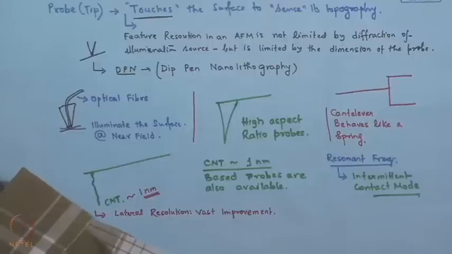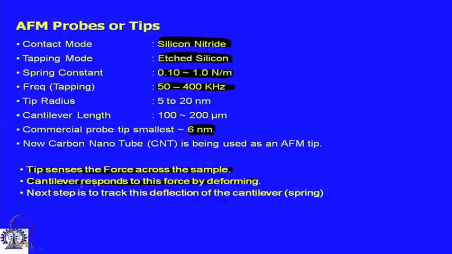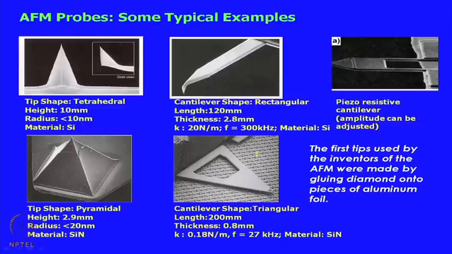So the tip senses the force across the sample, the cantilever responds to the force by deforming, and the next step is to track the deflection of the cantilever or the spring. What it means we will understand in simple words, but let us have a quick look into some of the AFM probes. So this can be a tetrahedral probe.